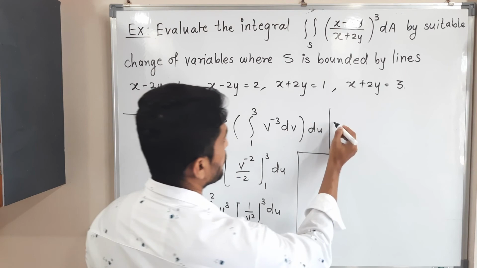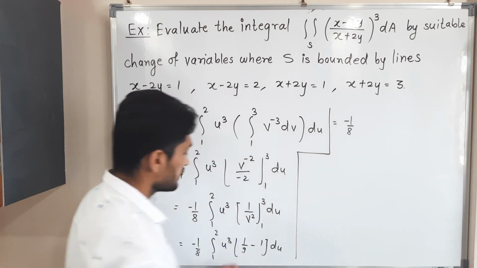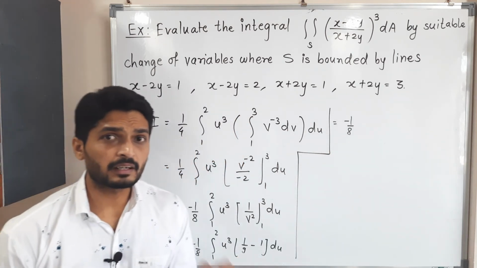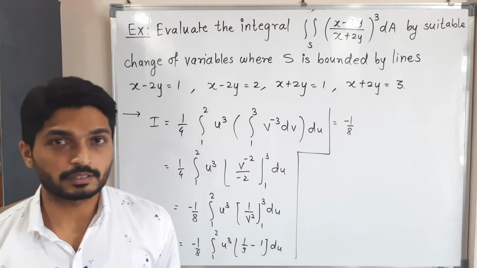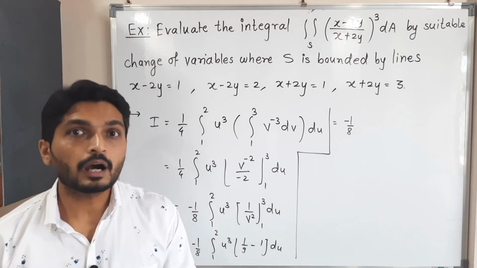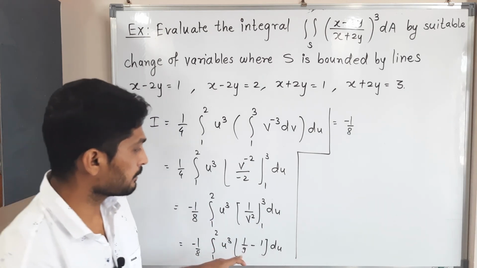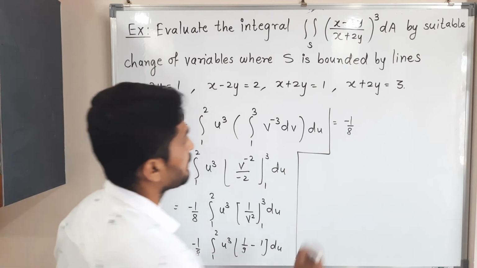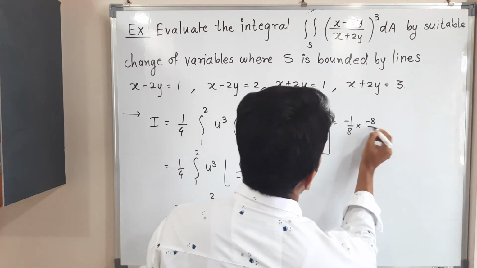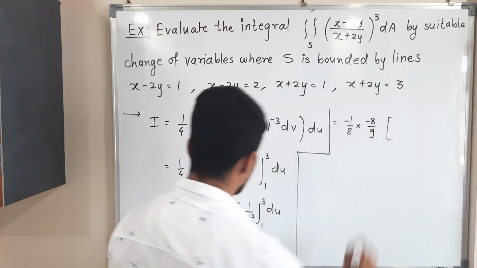So this is equal to minus 1 by 8. See, we are solving the bracket, but 100% it gives some constant. So what can we do? We can take it outside the integration. If you simply solve it, it will be minus 8 by 9. So minus 8 by 9 is a constant. So I am taking it outside the integration.